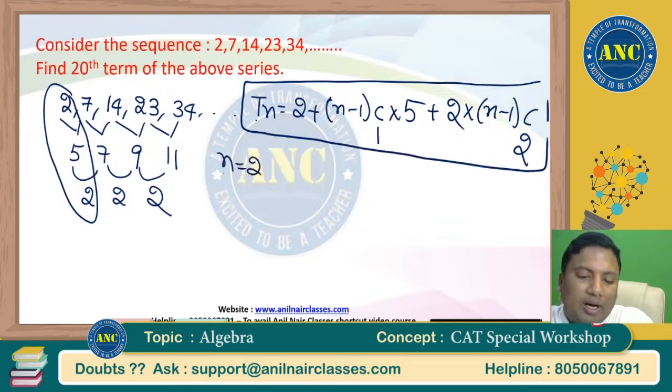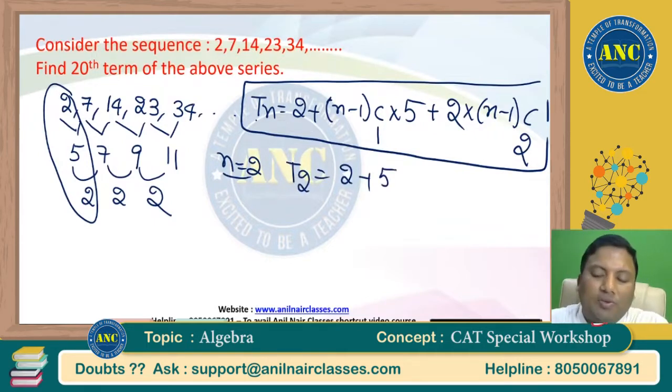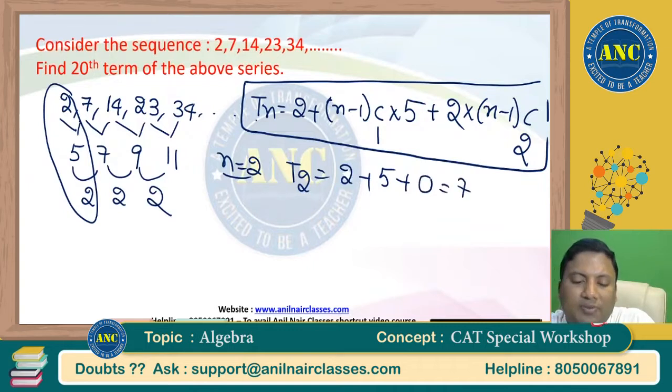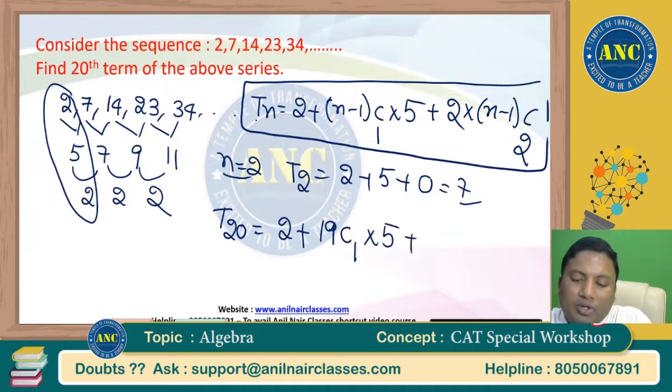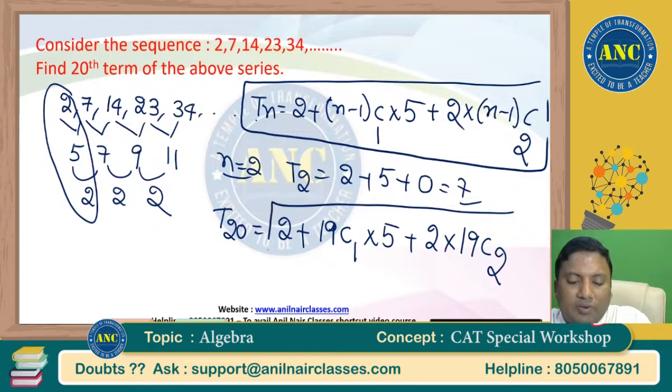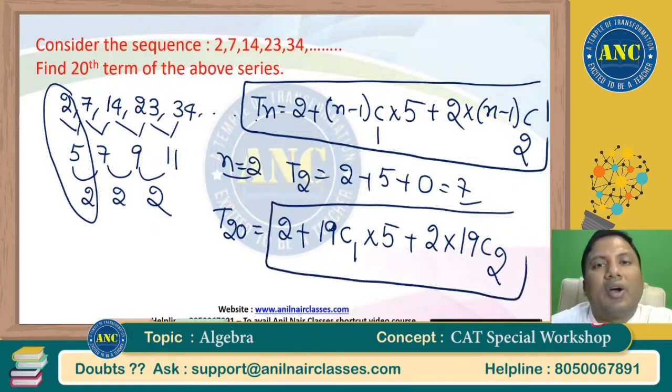Let me take n equivalent to 2. So T2 equivalent to 2 plus 2 minus 1, 1C1. 1C1 is 1. 1 into 5, 5, plus 2 minus 1 C2, out of 1 selecting any 2, it is not possible. 2 plus 5, it is 7. 20th term I require. This is nothing but 2 plus 20 minus 1 is 19, 19C1 into 5, plus 2 into 20 minus 1 is 19, 19C2. This is the 20th term direct value. I hope the idea is crystal clear to you.